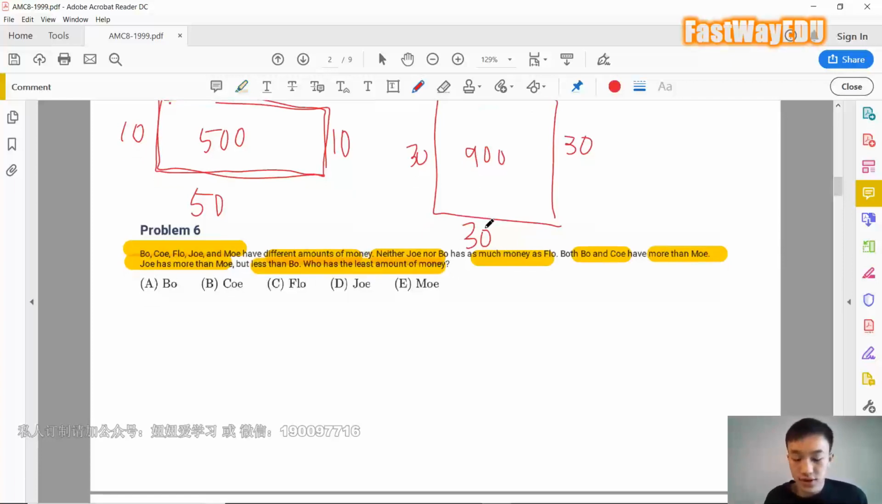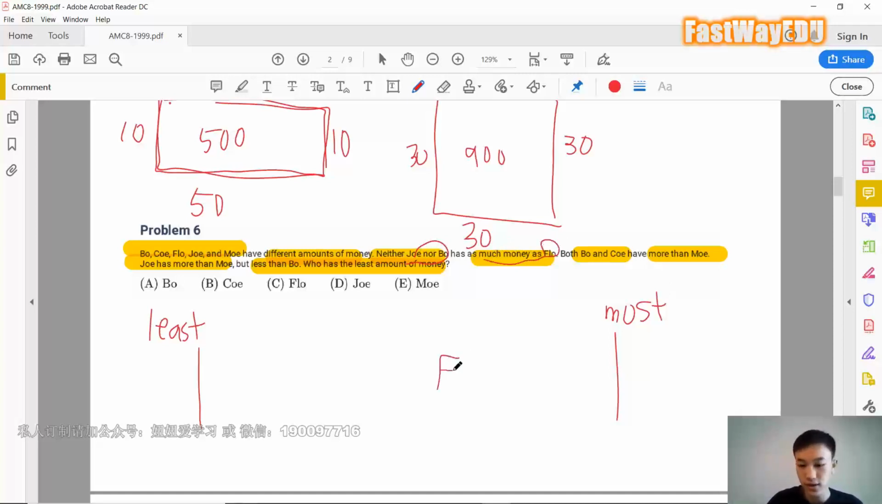Alright, so in this question, let's just kind of draw the ends here. And what I like to do, we're trying to arrange from least to greatest, because we want to know the least amount of money. So let's call this side the least side and this side the most side. So we know that neither Joe nor Bo has as much money as Flo. So let's say Flo is right here.